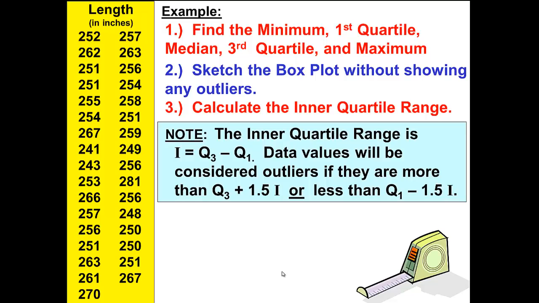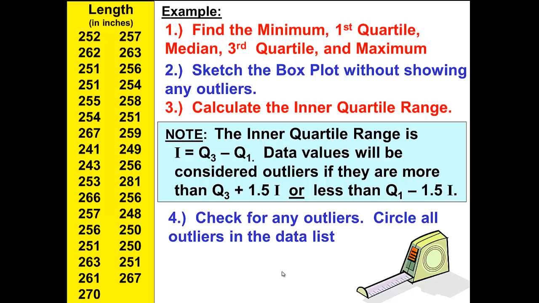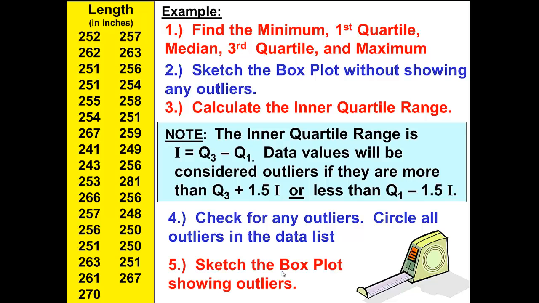Note the interquartile range is I equals Q3 minus Q1. Data values will be considered outliers if they are more than Q3 plus 1.5I or less than Q1 minus 1.5I. Number 4, check for any outliers and circle all outliers in the data list and sketch the box plot showing outliers.